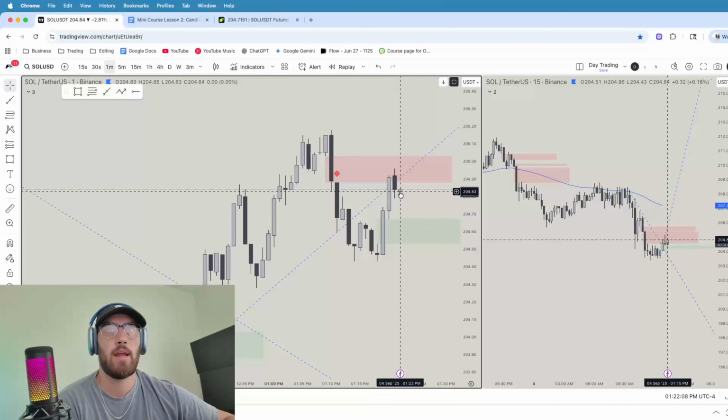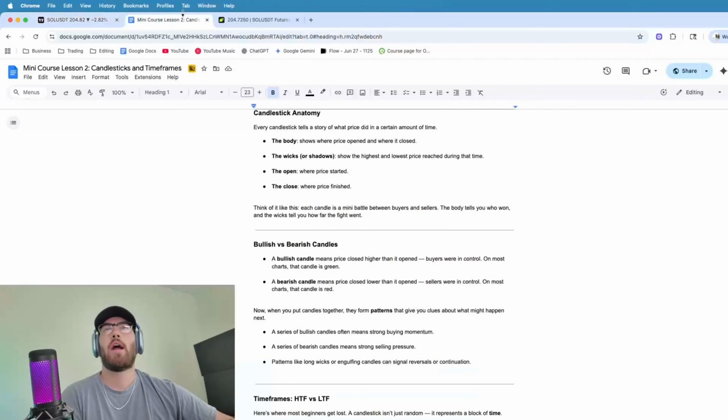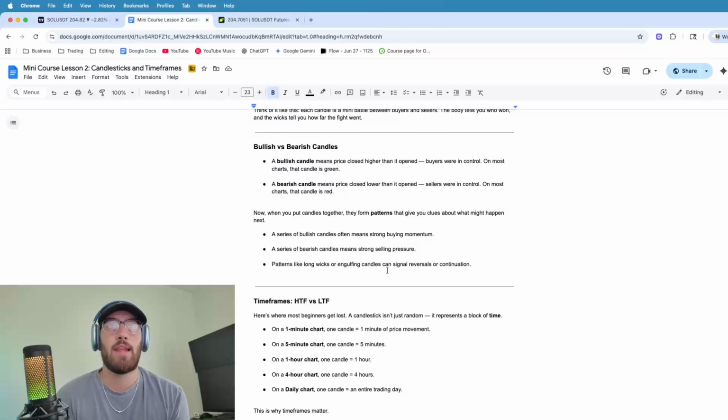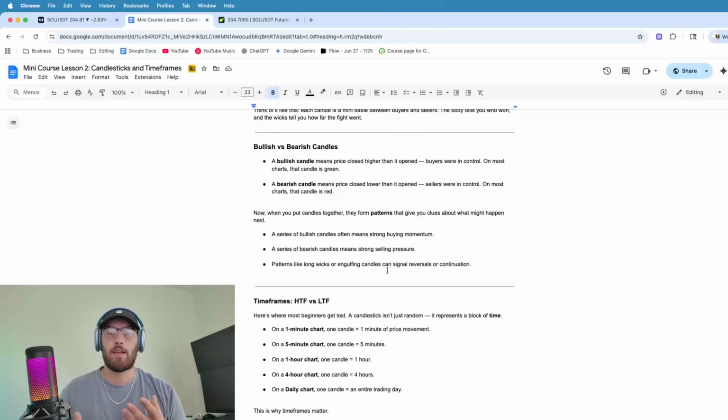And now we get our new candle. Okay. All right. Enough of that. Next, we're going to go over bullish and bearish candles. A bullish candle means price closed higher than it opened, kind of like we were just talking about. And then a bearish candle means price closed lower than where it opened.